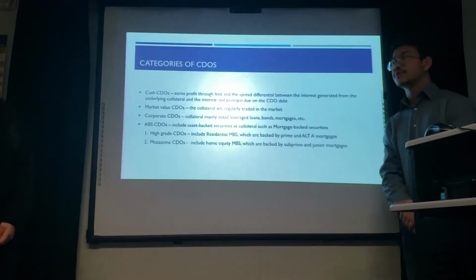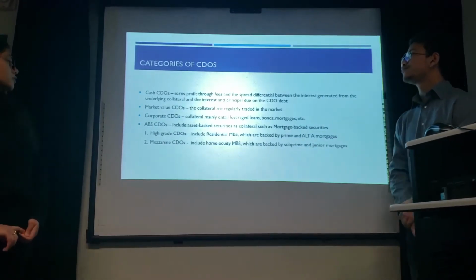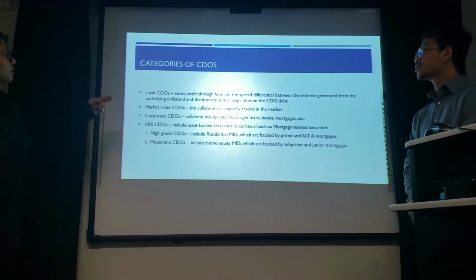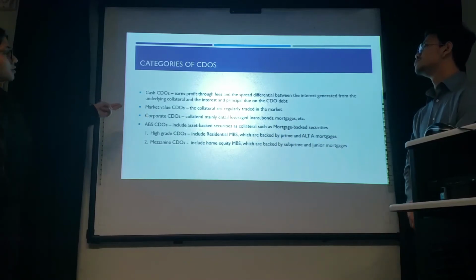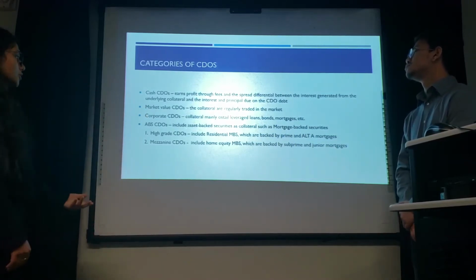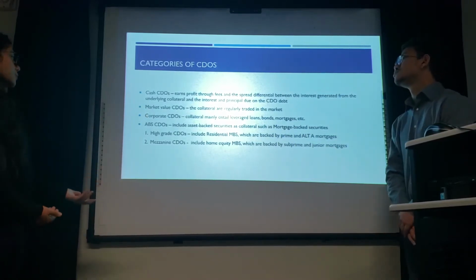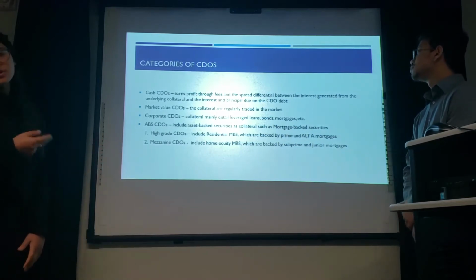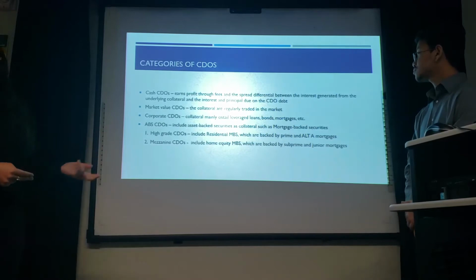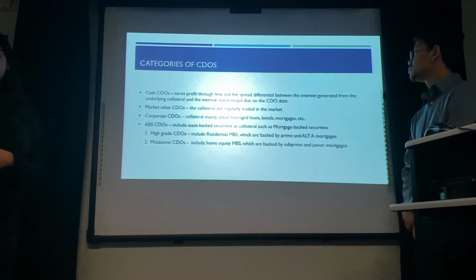So we have the general categories of CDOs. We have some here. Let's go for cash CDOs. So what is it? For cash CDOs, the collateral are not regularly traded in the market. So it earns its profit by fees and the spread differential between the interest generated from the underlying collateral and the interest and principal it paid.